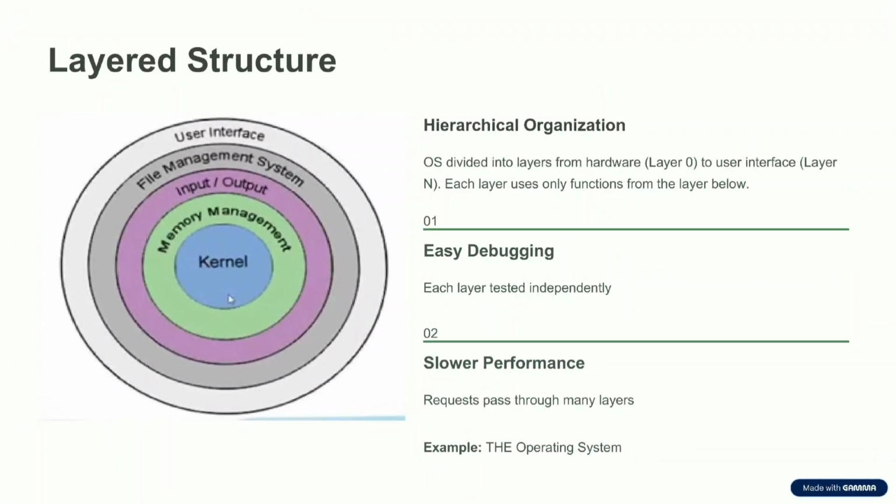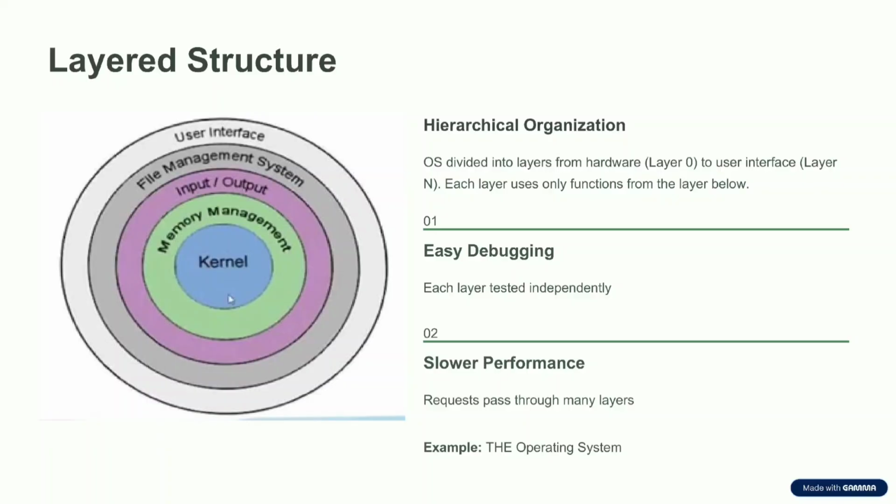Here, I am explaining about the layer structure. Layer structure is a way of designing an operating system by dividing it into several layers. Each layer performs a specific function and communicates only with the layer directly adjacent. This structure follows a hierarchical organization, starting from hardware at the bottom and user interface at the top.